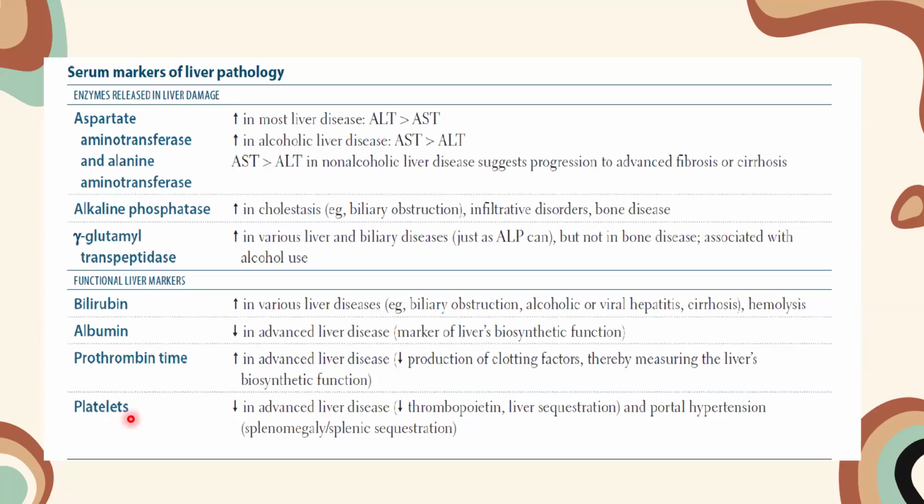Platelets also are produced by the liver. So again, there's going to be a decrease in platelet levels in advanced liver diseases. So if albumin is low, if coagulation factors are low, and if platelets are low, this means the liver is not functioning to its optimum capacity. If bilirubin is high, again, this means something is wrong with the liver. It's not able to carry out the conjugation reaction.